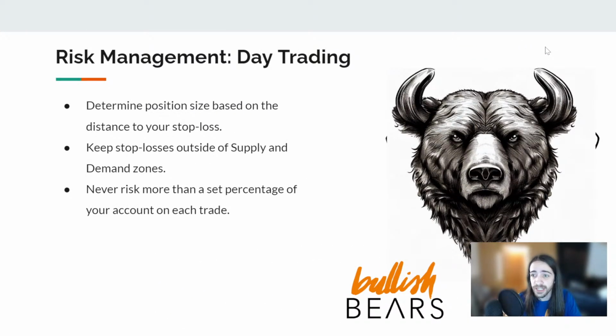Risk management for day trading. Determine position size based on the distance to your stop loss. So if we're getting in a trade and we have a delta of 40 and we have a $1 stop loss and a $2 take profit, that means we're risking $40 to make $80.